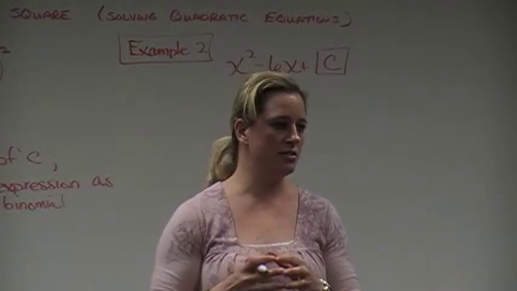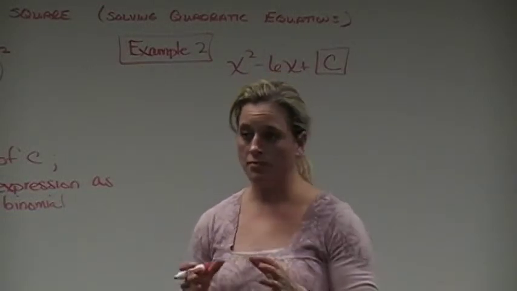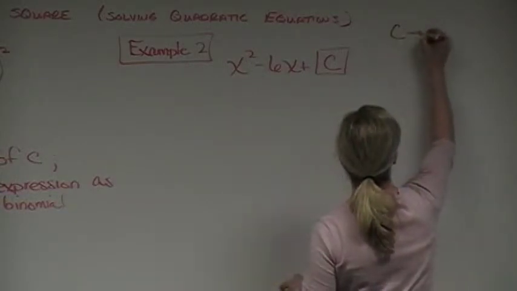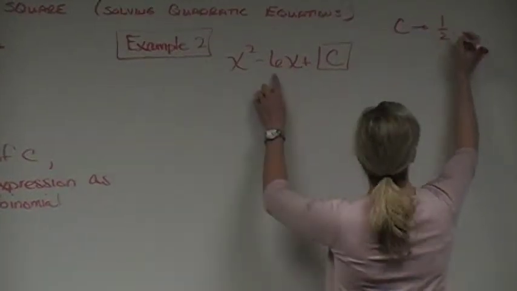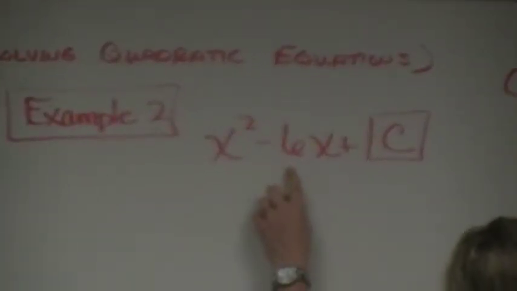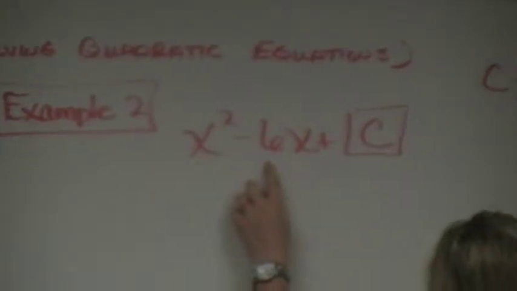Negative 6? Negative 3. Okay, so half. So to get C, I'm going to take half of negative 6, and then I'm going to square that. Well, half of negative 6 is negative 3. What's negative 3 in parentheses squared?